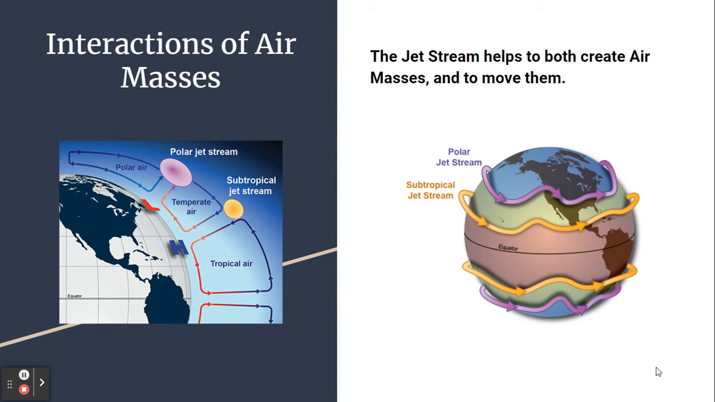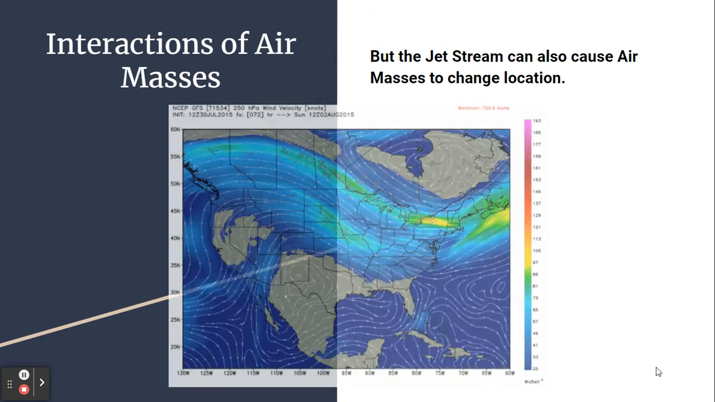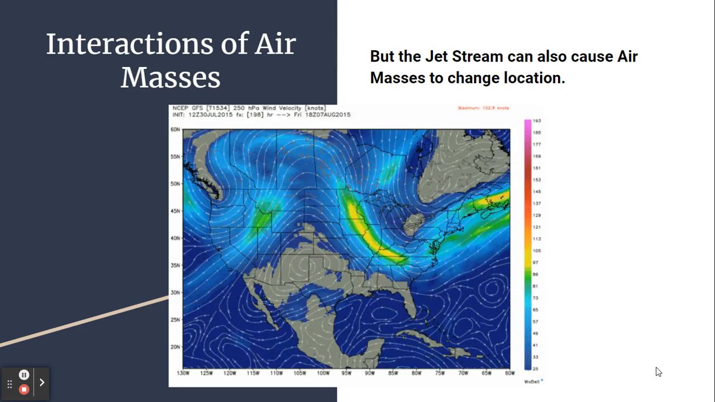Remember that these air masses form through convection currents and are both created and moved by the jet stream above them. When the jet stream sits in a location for a long period of time, an air mass strengthens. You get a larger and larger air mass with more and more of the characteristics of that place. When that jet stream moves, it can push those air masses around.